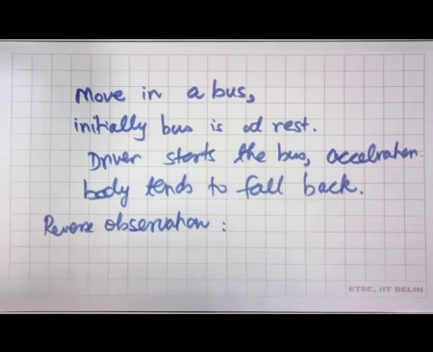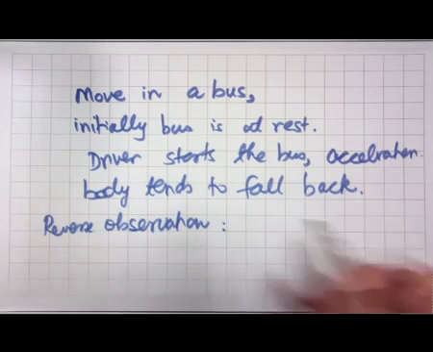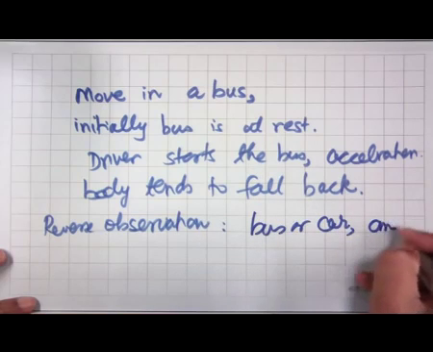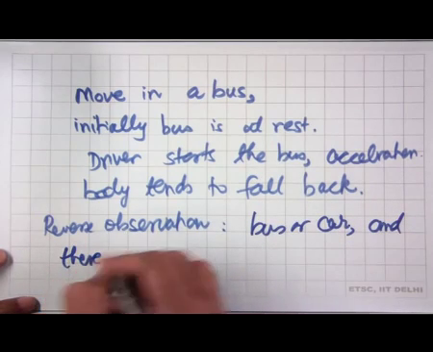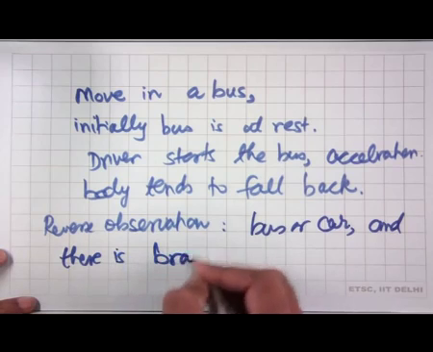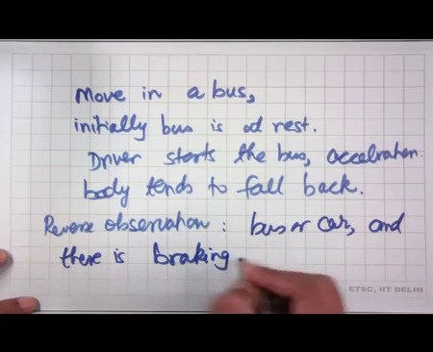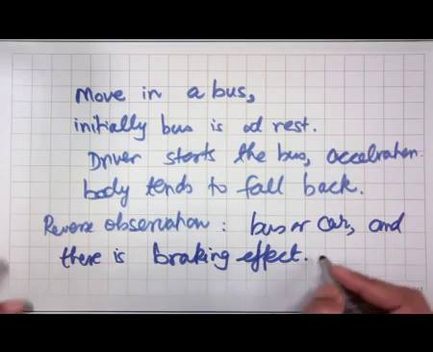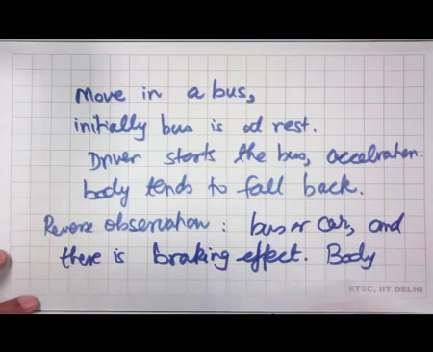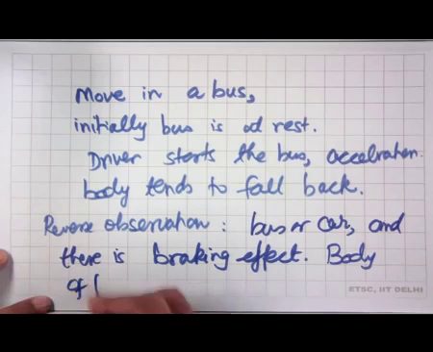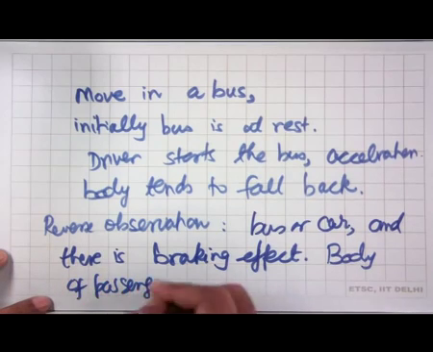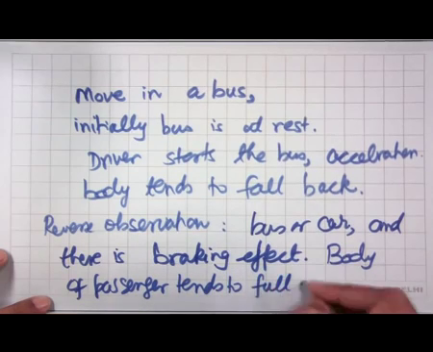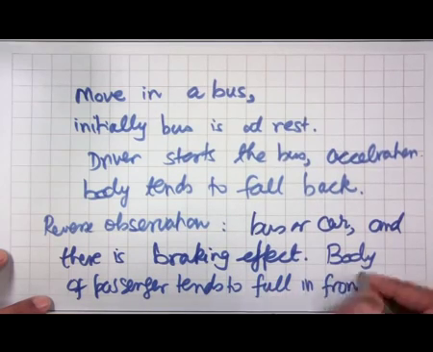A reverse observation is felt when we are moving again in a bus or a car, and there is a braking effect, the brakes are applied on the car, and we find the body of the passenger tends to fall in front.